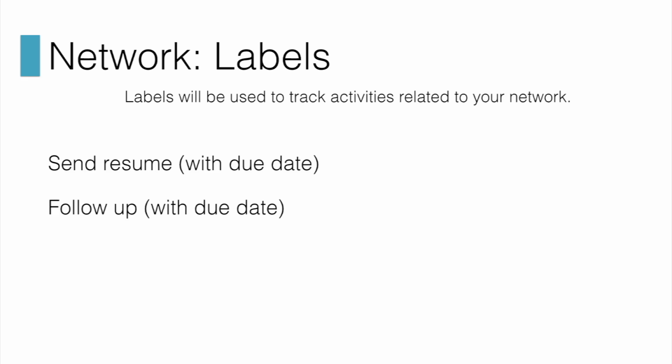Now in the network board, we're also going to have an opportunity to leverage labels, and labels will be used to track activities related to your network. So this is just a quick, simple way of indicating, and I have 2 labels, whether or not you want to send a resume to someone or if you need to follow up with someone. If you're thinking you could create separate lists for these 2 items, you easily could. In this case, I just made some labels for it, but you could easily have these tracked as lists and put the cards for each of your network into a list of send resume or a follow-up. Totally okay. I just happen to use labels in this particular case.